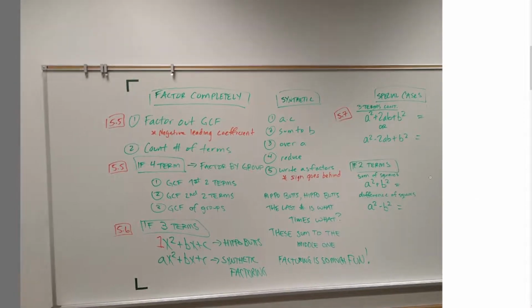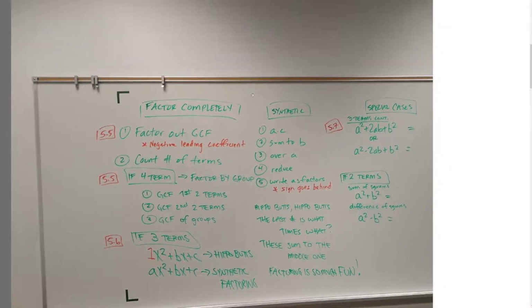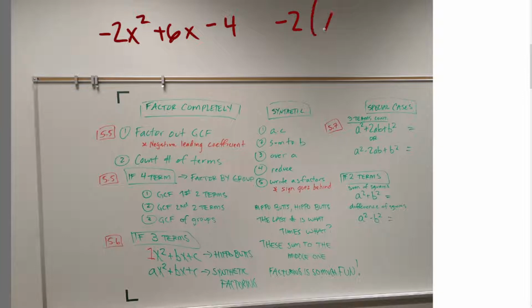Now, if you count and you see that it has 3 terms, 1, and then 2, and then 3. If you count and it has 3 terms, there are 2 different methods. There's Hippo Butts and synthetic factoring. Now, again, for this, we want to factor out the greatest common factor, which is going to be -2 in our case. That will leave us with x squared minus 3x plus 2.